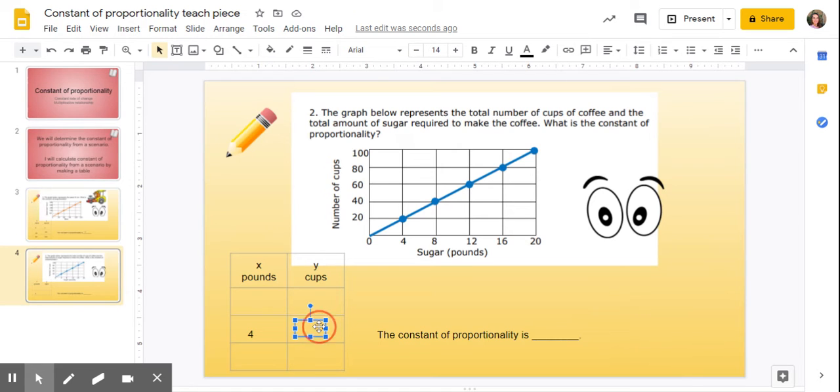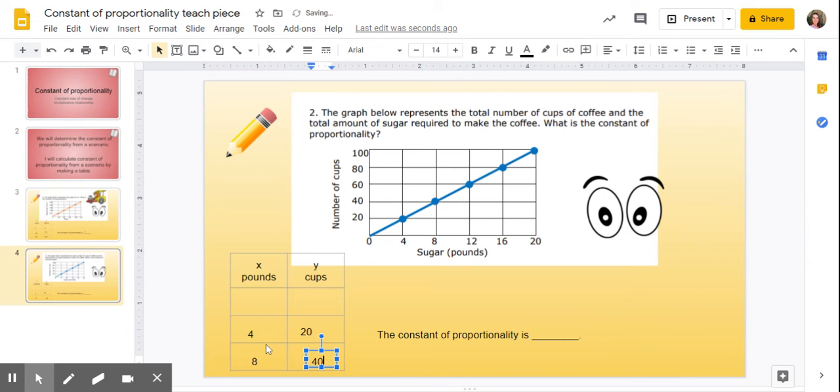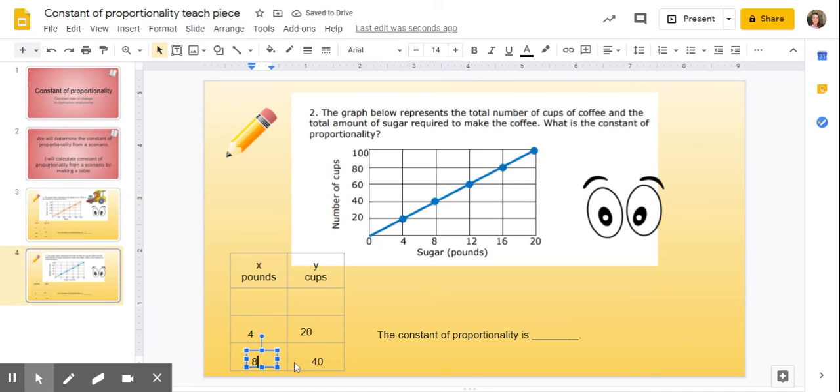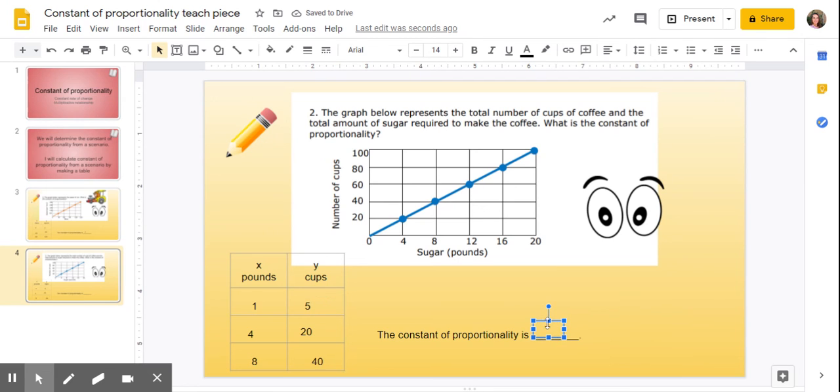The next ordered pair I see, I'm going to go over and I see I have 8 goes up and over to 40. So 8 and 40. Once again, I'm going to look at this. What do I do to get from 4 to 20? Well, I multiply by 5. Let's check the next one. Is 8 times 5 40? That works. So 1 pound is going to be 5 cups of coffee. So my constant of proportionality is 5.